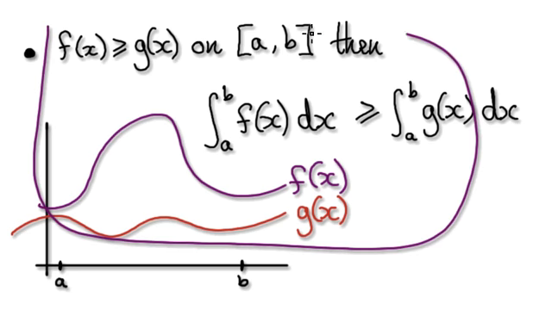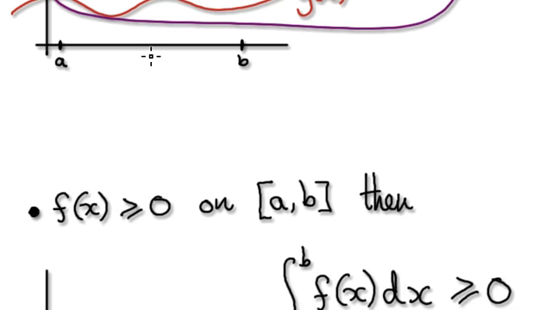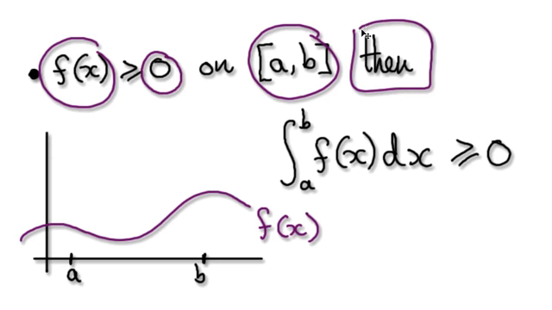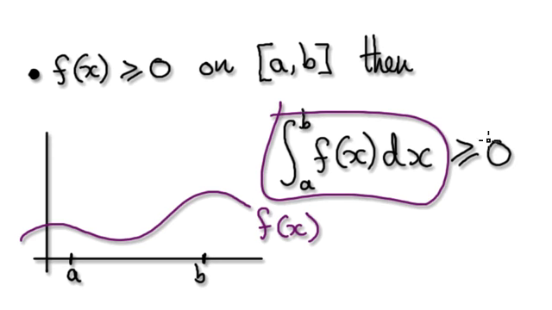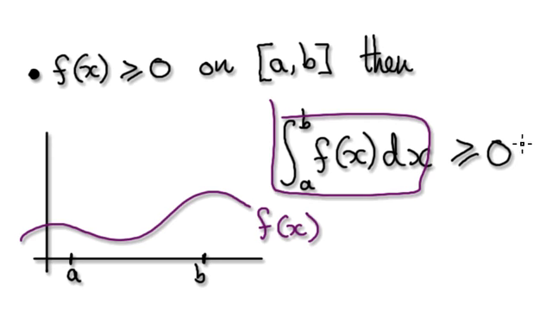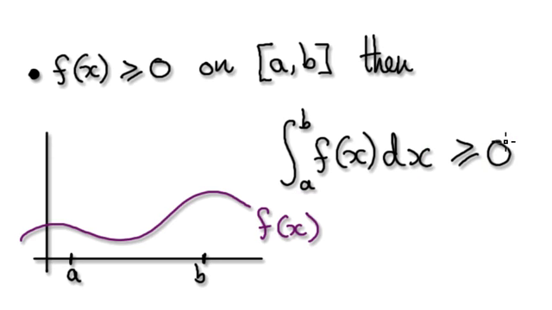So something similar to this would be this. Something similar would be if f of x is always bigger or equal to 0 on this interval, then the area underneath that function must be bigger or equal to 0. Kind of obvious. If f of x is always above the x-axis, then of course your area will always be bigger or equal to 0. Kind of obvious. Okay.